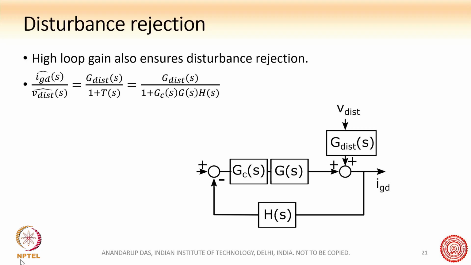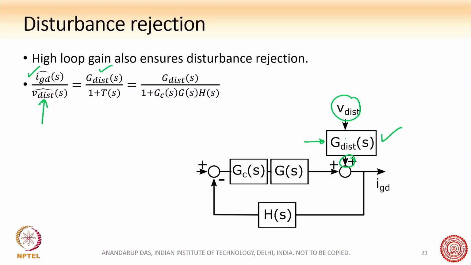There is also one more advantage of having a high loop gain, and that is disturbance rejection. Suppose you have a disturbance in this system. You can give this as the disturbance, and this is the transfer function corresponding to that disturbance, and it gets introduced into the system, right? So you can find out the impact on the output because of the disturbance through this transfer function. What is the impact on IGD because of V disturbance?